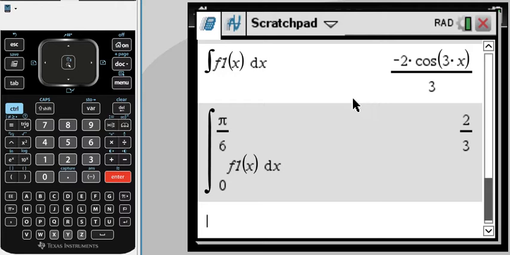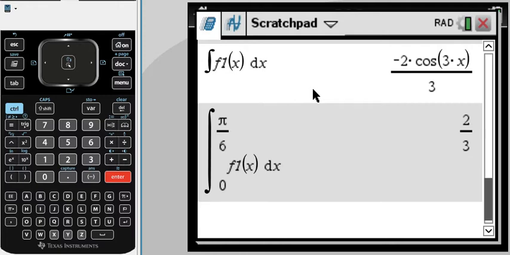Again, on the AP exam, you're allowed to use your calculator to do a definite integral and go straight to your answer without showing any work. You are not allowed to do an indefinite integral. Make sure that you are able to do these by hand whenever you're doing indefinite integrals. And don't forget about the plus c.